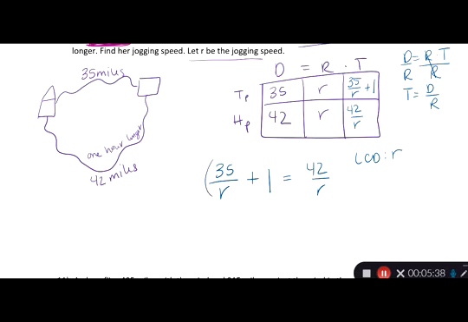This will eliminate our fractions for us, right? So we're going to multiply this by r, this by r, and this by r. So you see, we get r over r. They cancel out. I just have 35. R times 1 would be plus r, and then equals, the r's cancel out here, 42.